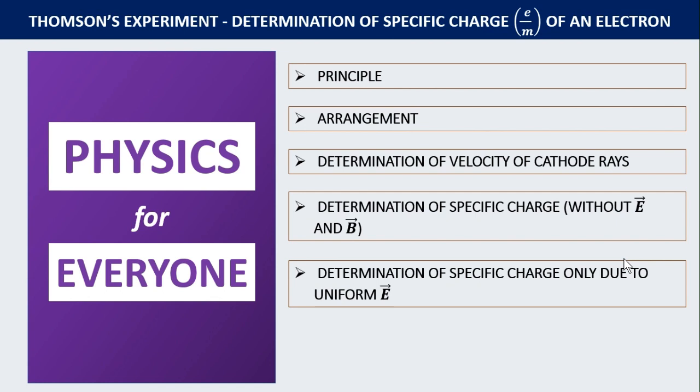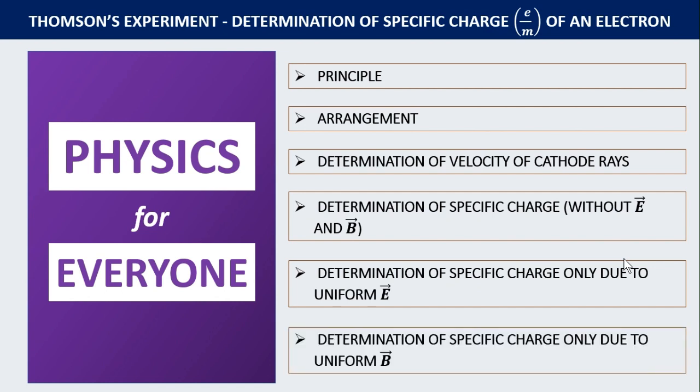Next, we will be determining the same specific charge only by applying uniform electric field. And then last, determination of specific charge by applying only uniform magnetic field. This last topic we don't learn. We will be understanding it with the help of determination of specific charge only due to uniform electric field.